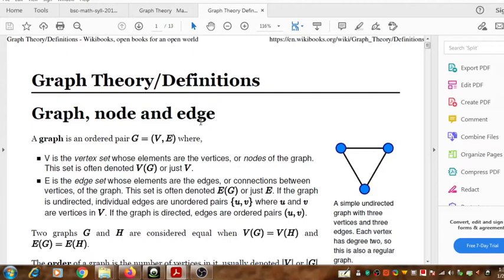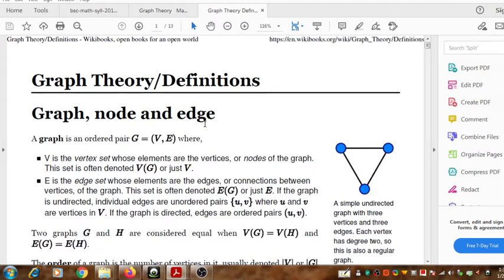Hello, welcome to the video in which we discuss some basic definitions in graph theory. The content described here is taken from the graph theory definitions page of Wikibooks. First we are going to discuss graphs, nodes and edges in graphs.